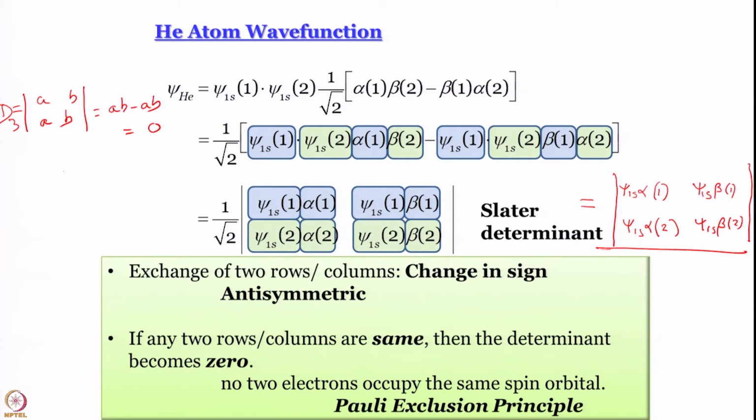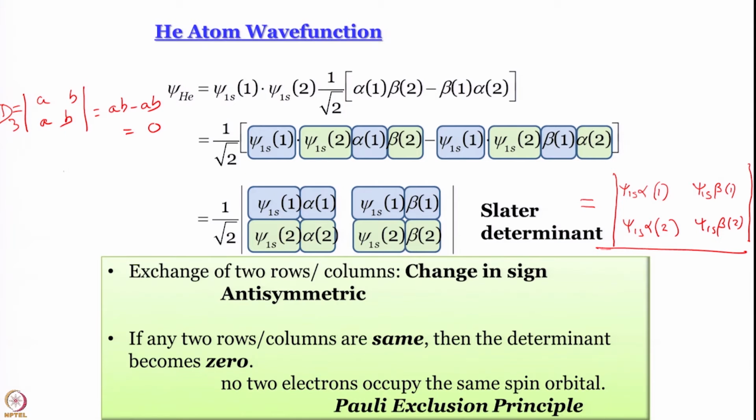So what are we talking about? Very beautifully, using this concept of Slater determinants, we arrive at the Pauli exclusion principle. Okay, so that is one great thing.